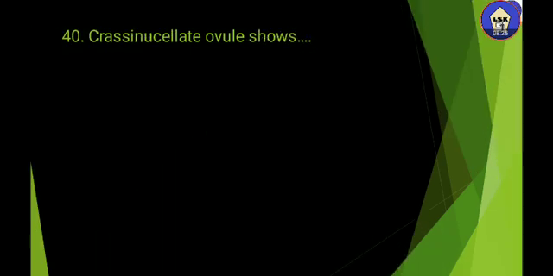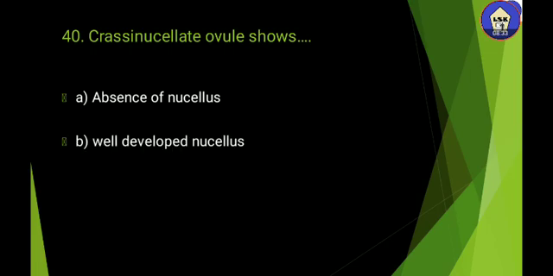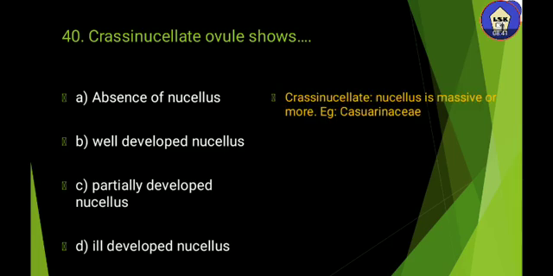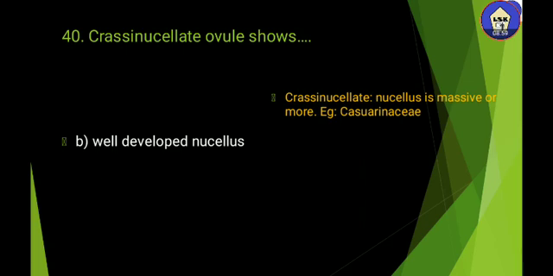Now, question number 40, the last question. Crassinucellate ovule shows: absence of nucellus, well-developed nucellus, partially developed nucellus, and ill-developed nucellus. Crassinucellate ovule means the nucellus is massive, normally found in members of Casuarinaceae. So a massive amount of nucellus is present. So the answer is well-developed nucellus.